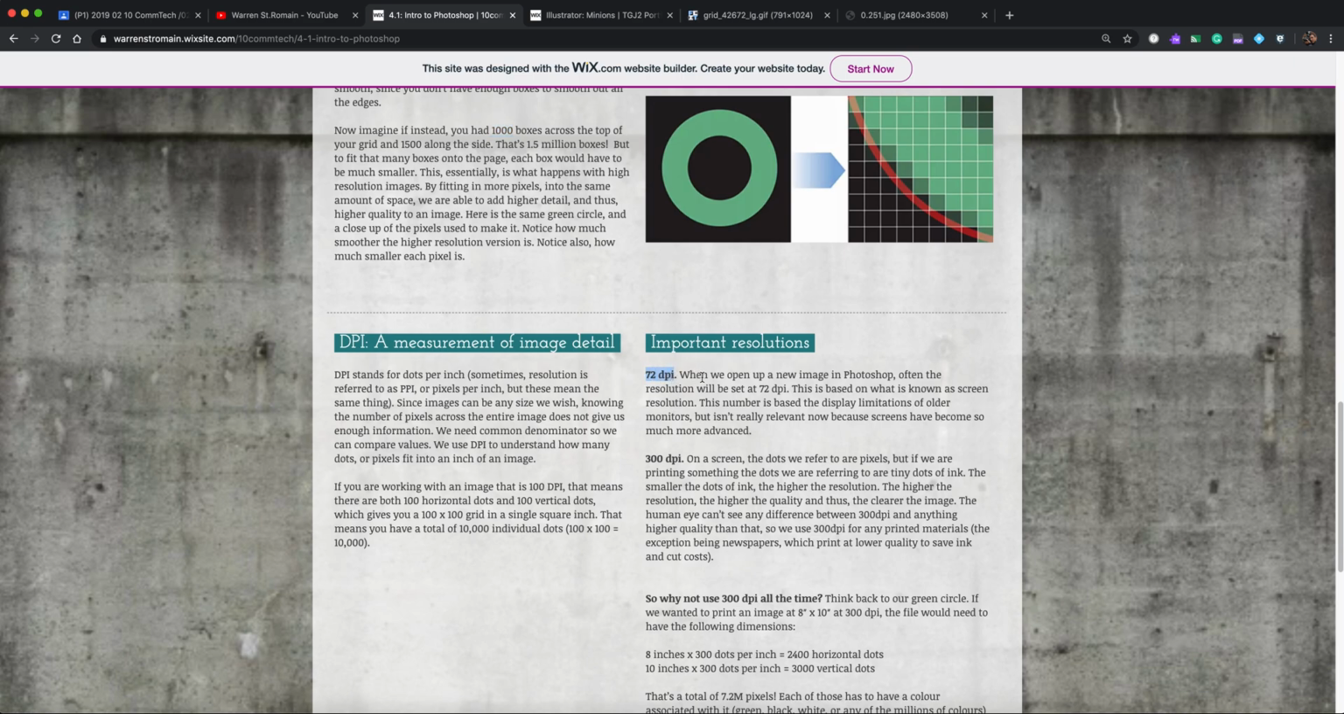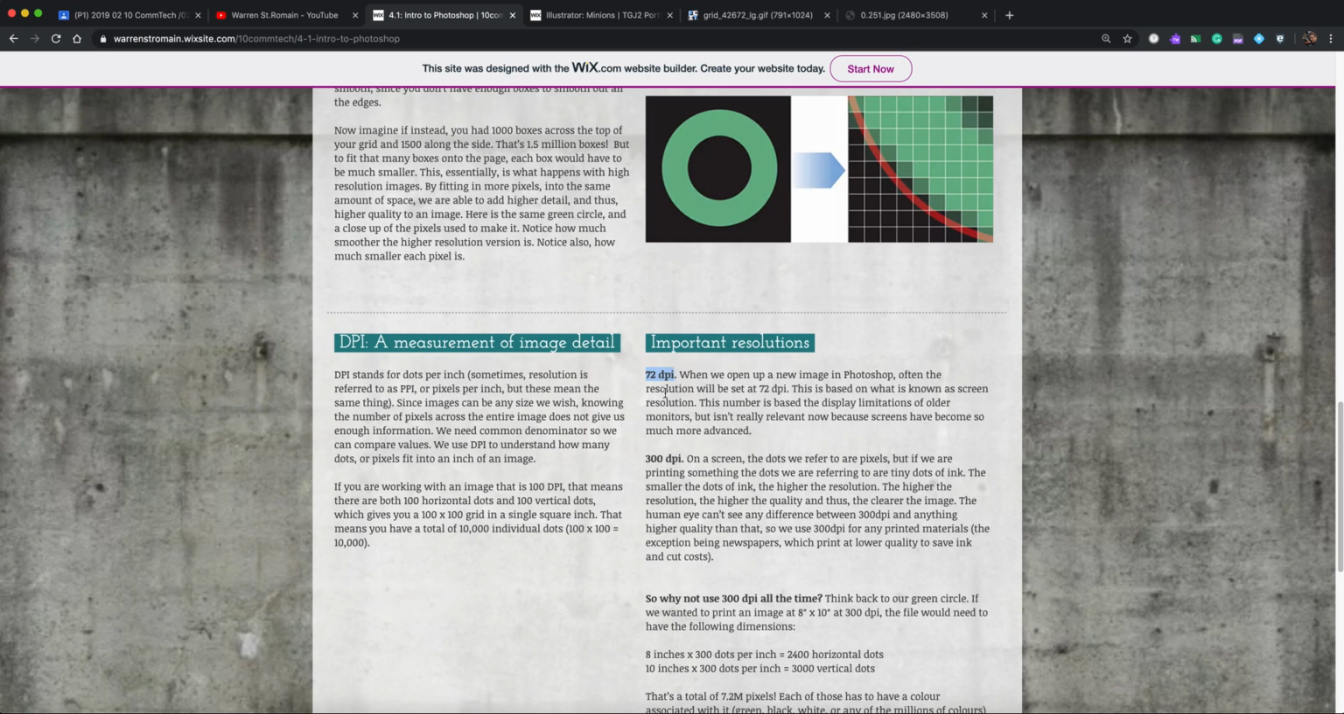Now, typically any image that you open up that is on the internet is going to be 72 dpi. This is not such an important number anymore. It was based on limitations of earlier monitors. It's not relevant anymore, but it has stuck as an industry standard. Essentially, when we talk about anything that's screen resolution, 72 dpi is the number that we're talking about. That means that the image is going to have a minimum of 72 dots per inch, when we're talking about a screen.